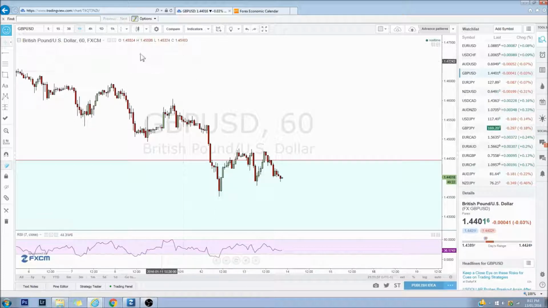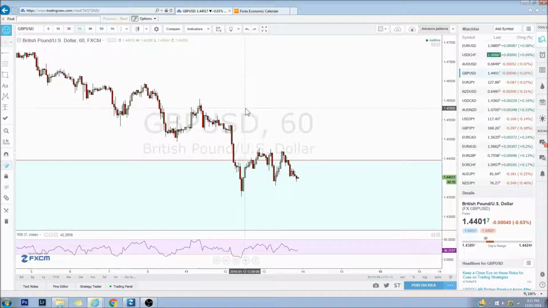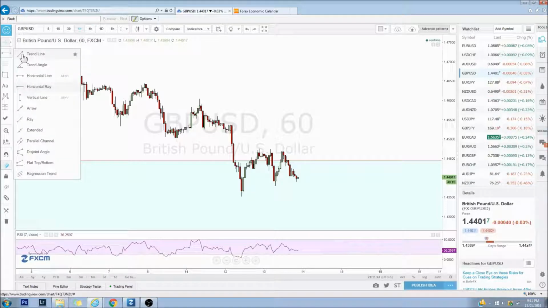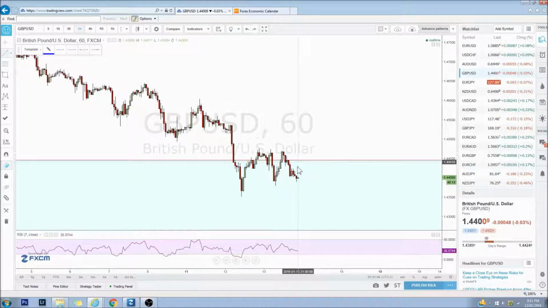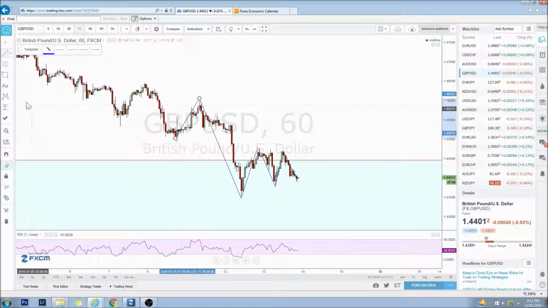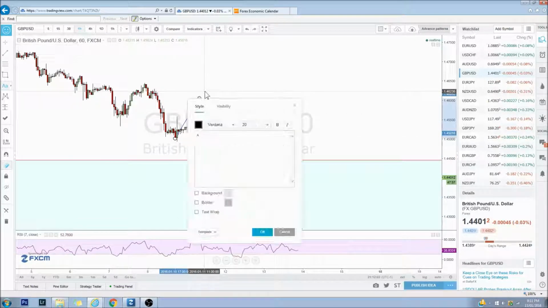Same with the Pound US. Here is another area for an XA leg where you can draw it backwards. Say that one's there. Oh, that one's a little longer. That one's almost the same. This one's longer. This one's longer. This one shorter. All right then, you know.